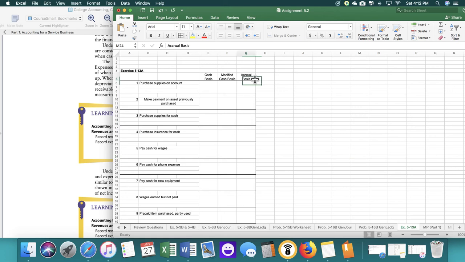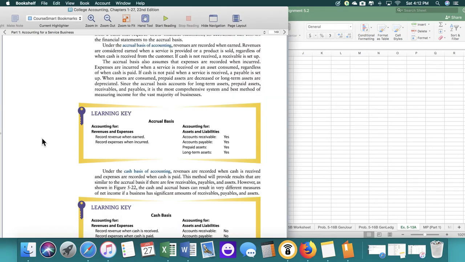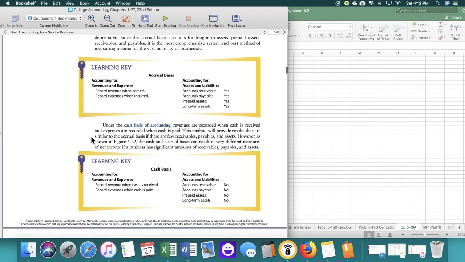In this class, we use the accrual basis, which means you record it when it happens, no matter what it is. The cash basis is pretty much when you receive cash for something, then you record it. So the cash basis, basically, if you receive money from a revenue or you pay an expense, that's about the only time you record the transaction.